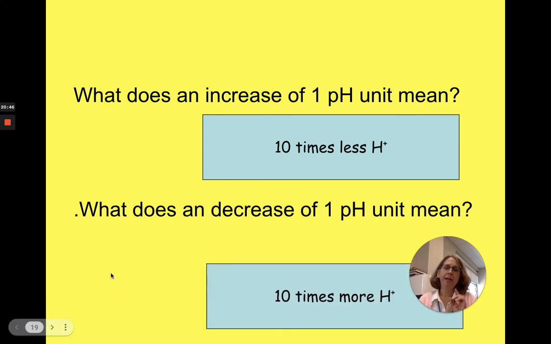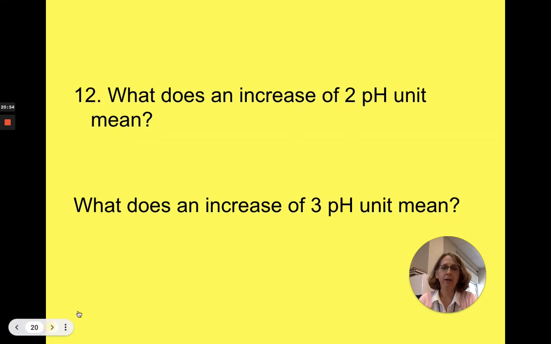Okay? Now think about this as a logarithmic scale. If 1 is 10 times less or 10 times more, what would 2 be? What would 2 pH units be? So remember, what's pH 1? It's 0.1. What's pH 2? It's 0.01. It's 1/10, then 1/100th, and pH 3 would be 1/1000th. So it's not going to be 20 times. That's a big mistake people make.